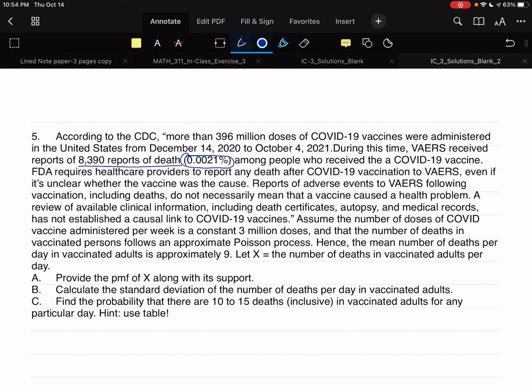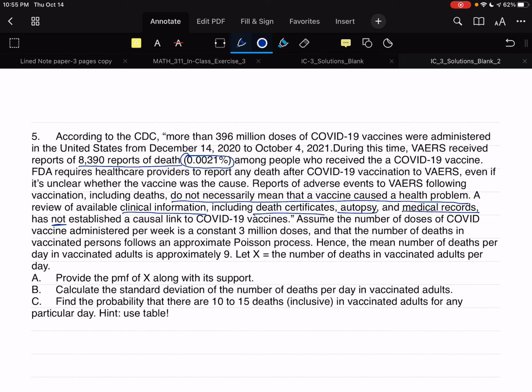So reports of adverse events to VAERS following vaccination, including deaths, do not necessarily mean that a vaccine caused a health problem. That's very important. And a review of the available clinical information, including death certificates, autopsies, and medical records, has not established a causal link to the COVID-19 vaccines. They're not telling us whether there's an association either. But in any case, it's a very small number. And remember, these are deaths from all causes. So the number one cause is heart disease. So just realize that we can't make any real inferences about the COVID-19 vaccine and deaths caused by it from this information, and that was not my intention either.